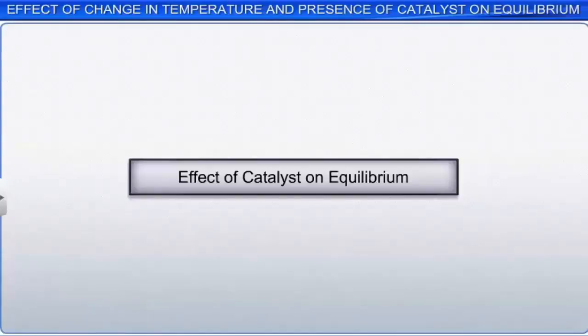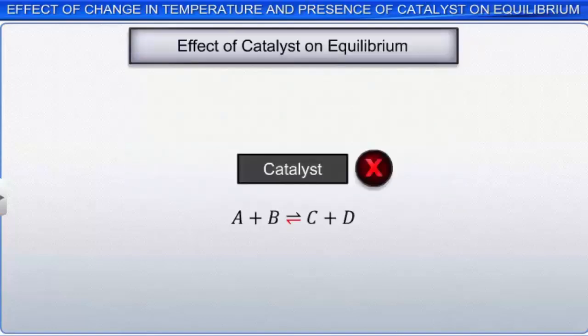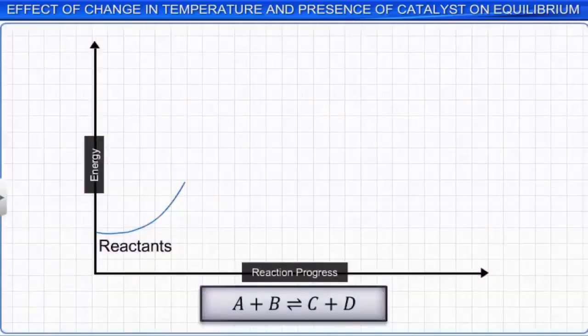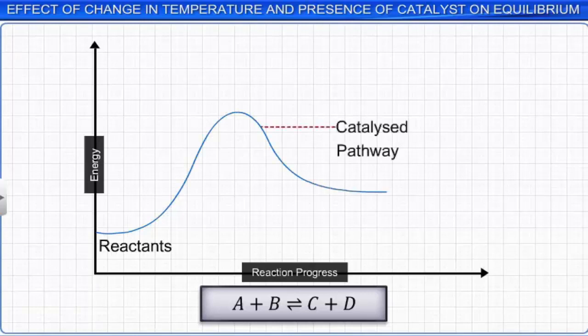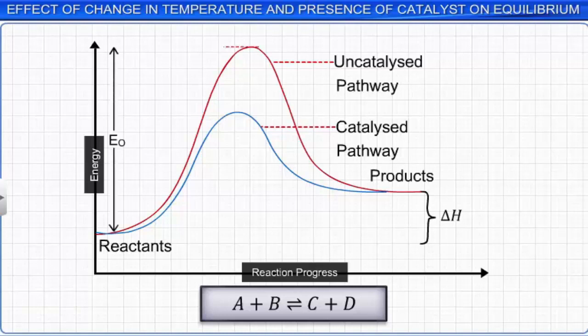Now, let us look at the influence of a catalyst on equilibrium. A catalyst has no effect either on the position of equilibrium or on the equilibrium composition of a reaction mixture. However, a catalyst increases the rate of the reaction by providing a new low-energy pathway for the conversion of the reactants into products. A catalyst lowers the activation energy for the forward as well as the reverse reaction by exactly the same amount, and thus makes it easy for the reaction to proceed faster in either direction.